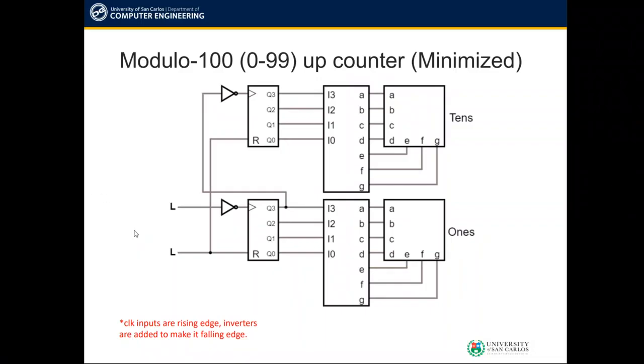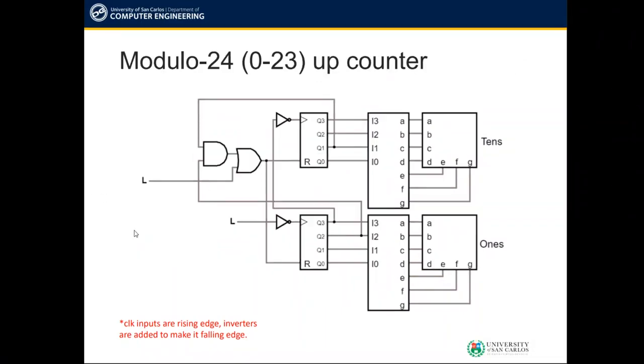Okay, so the last example here is Modulo 24. That's from 0 to 23 up counter. Remember that 23 is a 2-digit number, so it's still the same as the previous one. We have here the tens and ones, but the condition here is until 23. So you can have the value here as 3, and then the value here as 2 to make it reset.